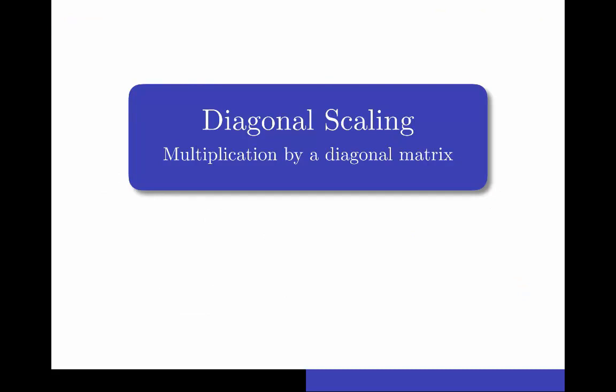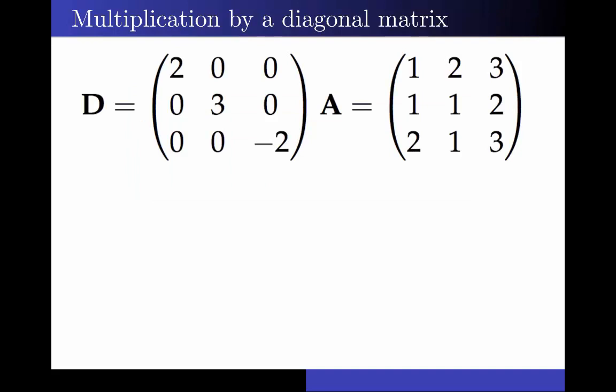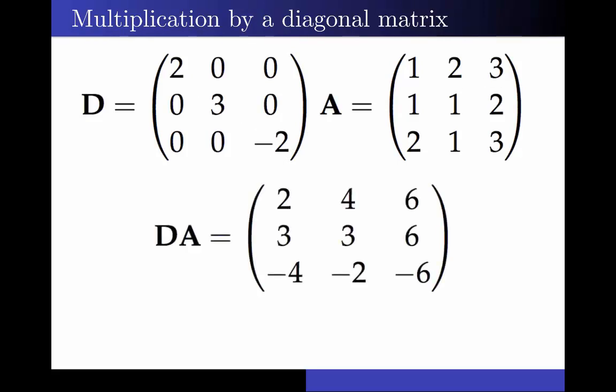Next, we'll look at some special cases of matrix multiplication, the first being multiplication by a diagonal matrix. Here I have a diagonal matrix. Remember, diagonal just means that I have all zeros that are not on the main diagonal, the ii entries. And I have a matrix A. And the question is, what happens when I multiply D times A?